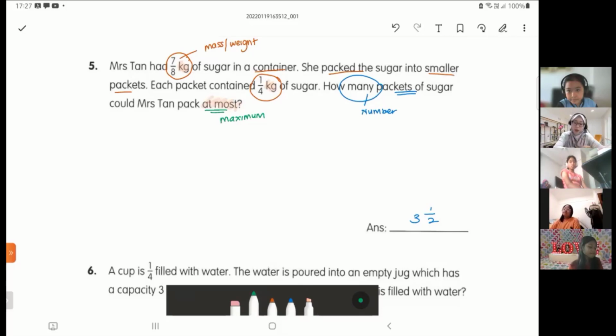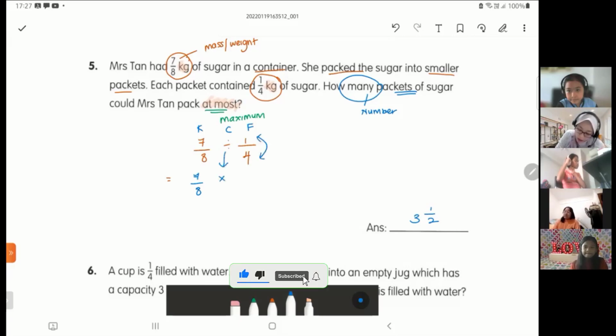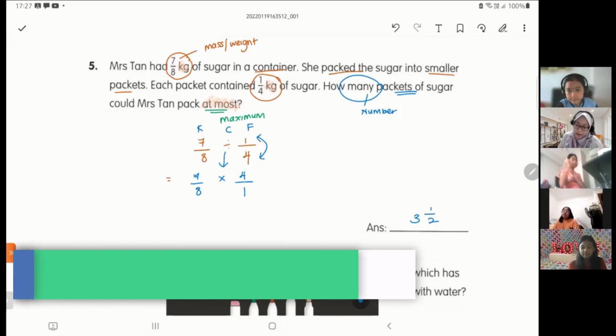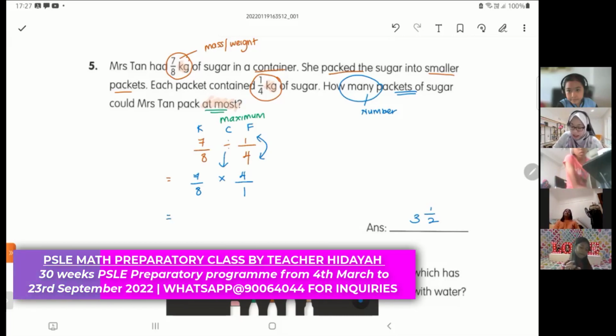Okay, now this is how we do it. I know that the sugar is 7/8 at first. Then I repack it. Means I divide them into smaller packets, right? Divide. 7/8 divided by 1/4 equals, change flip comes into position, KCF, right? Keep your 7/8, change your division to become multiplication, flip the 4 and the 1 like this. Then comes the multiplication of fraction.